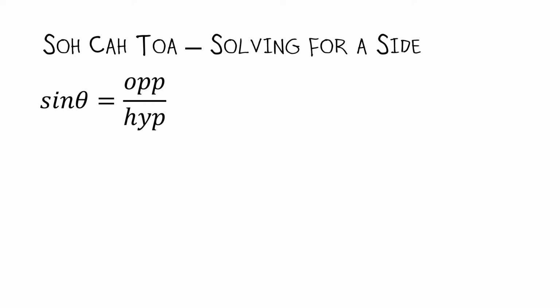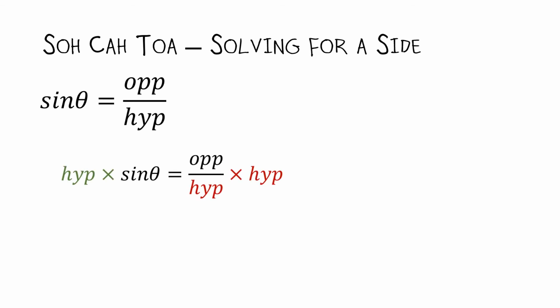So let's say, for instance, with this first scenario, that we are given theta, and we are given the hypotenuse, and we want to solve for the opposite side. So if we want to solve for the opposite side, we want to get the opposite by itself. Since opposite is divided by hypotenuse, you multiply both sides by hypotenuse. Then the hypotenuse on the right-hand side cancels out. Hypotenuse on the left-hand side finds a new home, and we just flip it around to get the unknown variable by itself. So the opposite, the length of the opposite side, is equal to the length of the hypotenuse times the sine of theta.